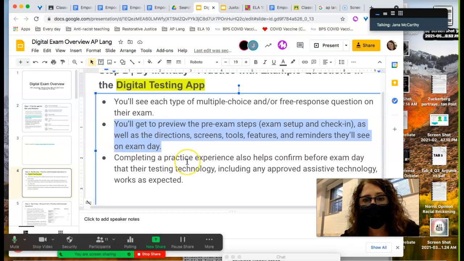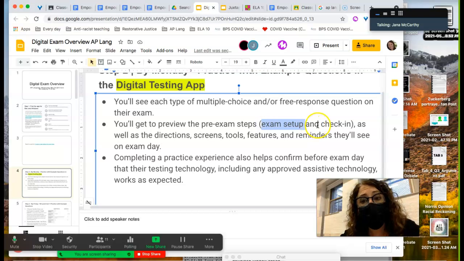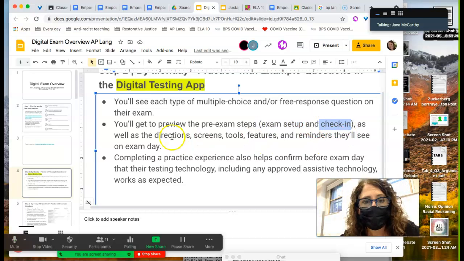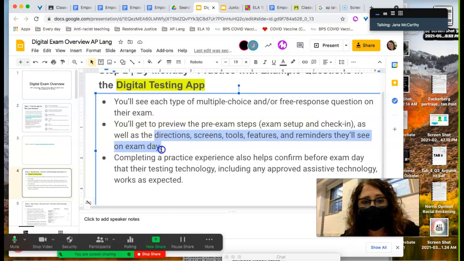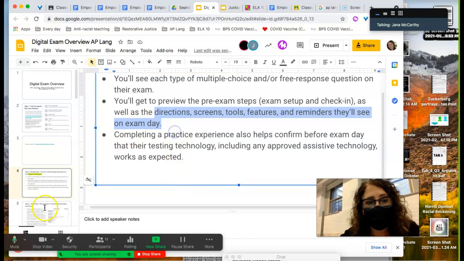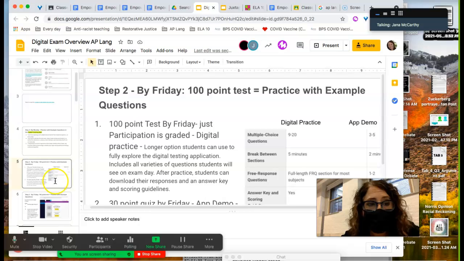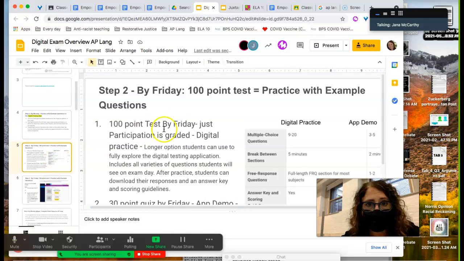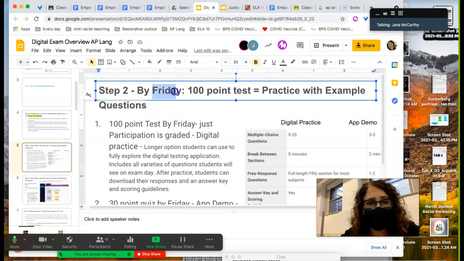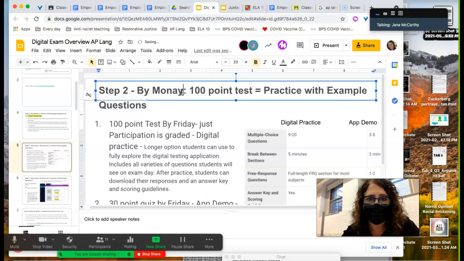Here you'll get to preview what you need to do. The setup, right, we're going to do Monday, the actual setup in the app. The check-in happens at 11:30 next Wednesday, okay? We'll get to go over all these things, like how you work the screen, the tools, the highlighters, the note section, and then we get to complete that practice experience. Super important, okay? This is the same. Any questions so far?